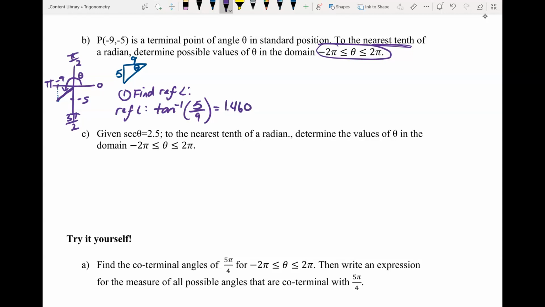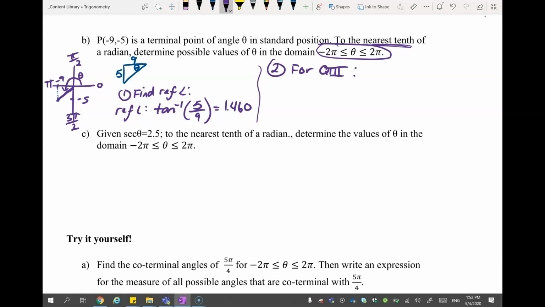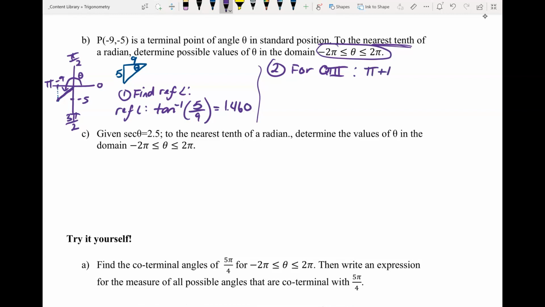So great, that is our reference angle. The next thing we're going to do is find the real angle, because the real angle is actually in quadrant 3, not in quadrant 1. To find an angle in quadrant 3, it's usually 180 plus your reference angle, but because we're in radians, this will be pi plus our reference angle, which is 4.602. So that's one answer, because that answer is from 0 to 2 pi, so that's our positive angle.